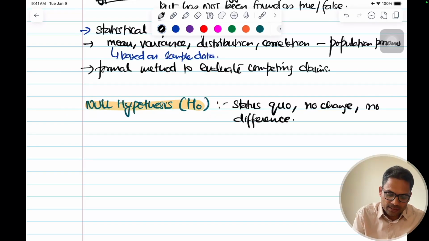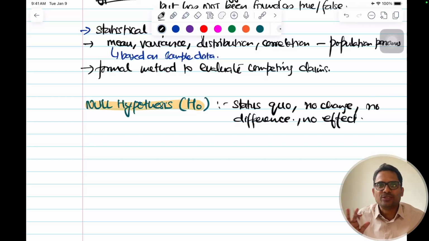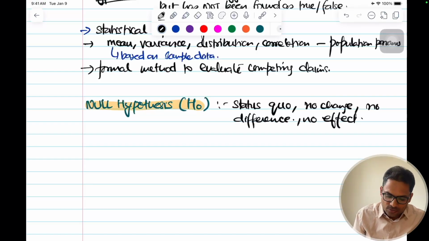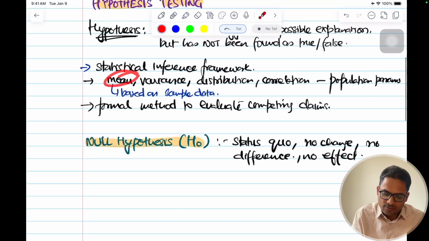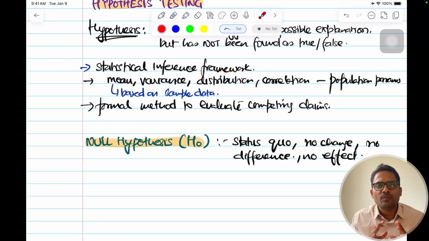Whatever tests are conducted, they didn't have any effect, anything that is negative, no effect. That shows that there has been no change, no effect, no difference. That is your null hypothesis. So almost always it contains a statement like equality. Nothing has changed means what was earlier is even now the same. Or when I compare two groups, both the groups have the same parameters that I'm measuring. Whether it's a mean or a variance or a distribution, I assume that both are same.